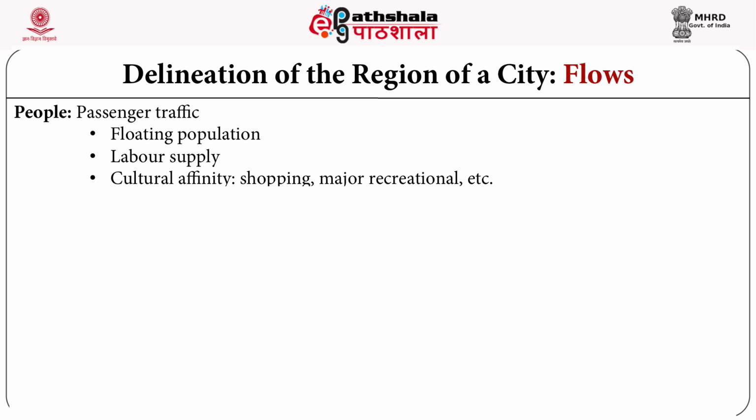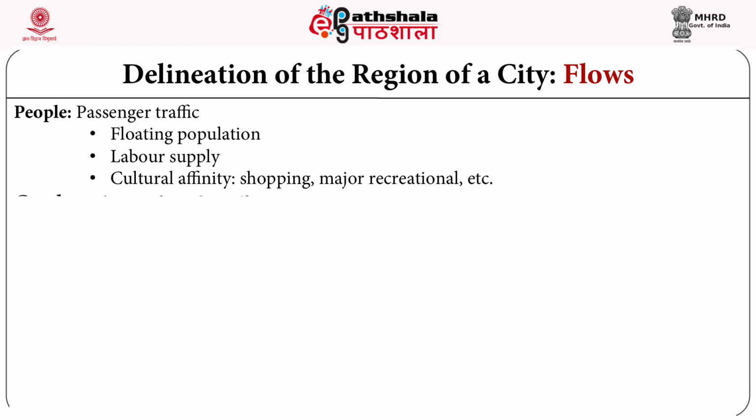Then the labor markets, from where the labor is coming. People are also floating population, which would include the people commuting to the city for work, for education purposes, for healthcare maybe. And then there is a cultural affinity, that is for shopping, for major recreational areas. So this would constitute people's movement to and fro from the city. And then there's also goods movement.